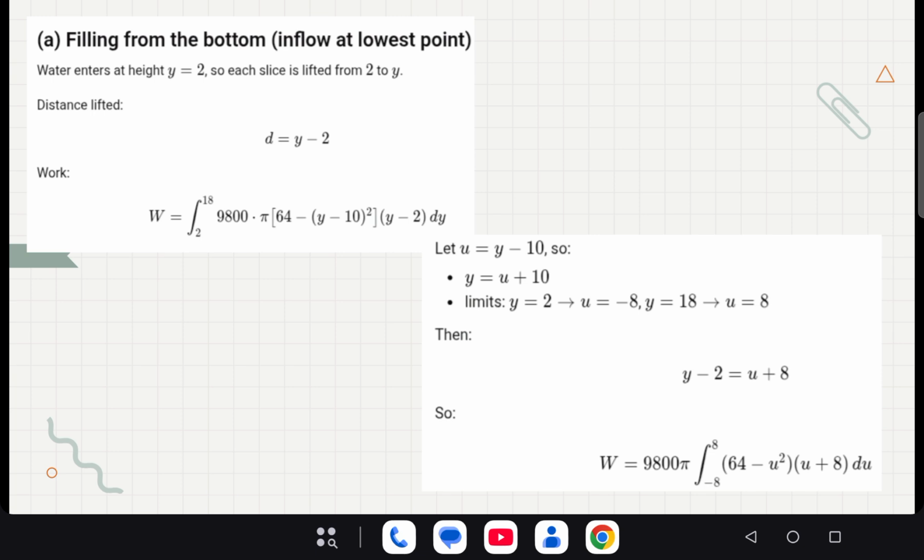So let u equal y minus 10. So y equals u plus 10. Then we have the limits: y equals 2 gives u equals negative 8, and y equals 18 gives u equals 8. So then y minus 2 equals u plus 8. Therefore the work is equal to 9,800 pi times the integral from negative 8 to 8 of the quantity 64 minus u squared times the quantity u plus 8 du.